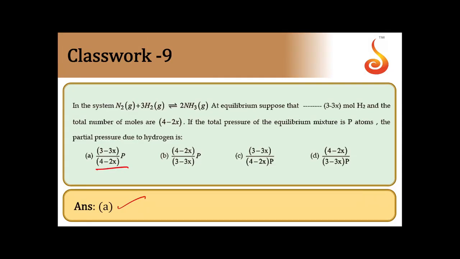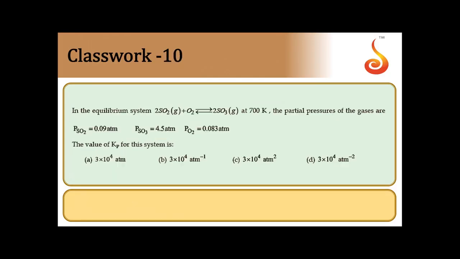3 minus 3x is the number of moles of hydrogen, and 4 minus 2x is the total number of moles. So we get partial pressure equal to mole fraction times total pressure. Next, the 10th one.